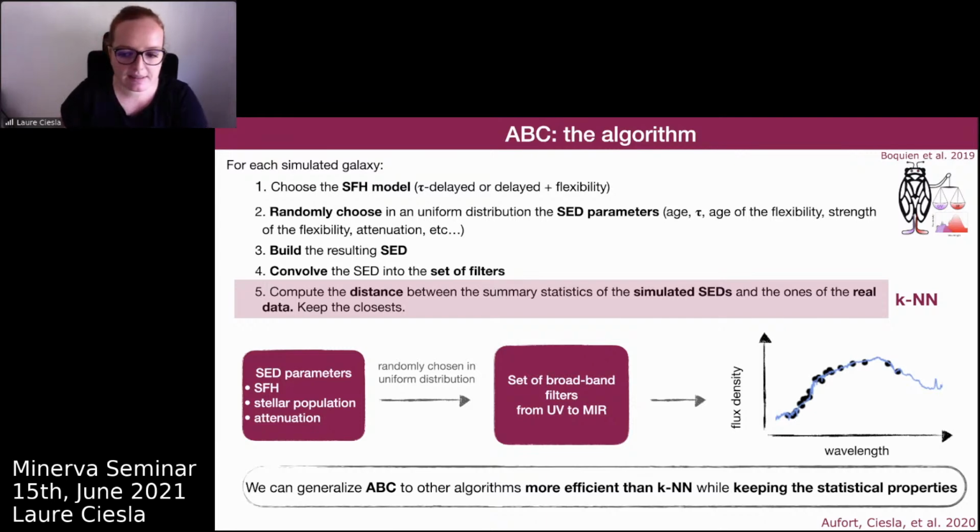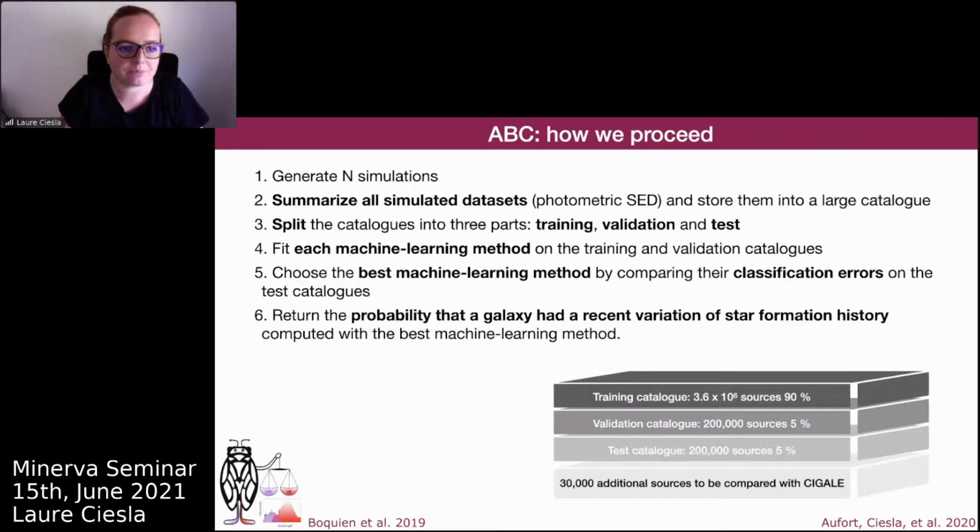So you can see here a sketch of what we have done, what I just said, and then we generalize ABC to other algorithms, because we noticed that KNN is not the most efficient. So we will try different machine learning algorithms to find something that is faster and more efficient than KNN. So I will show the results.